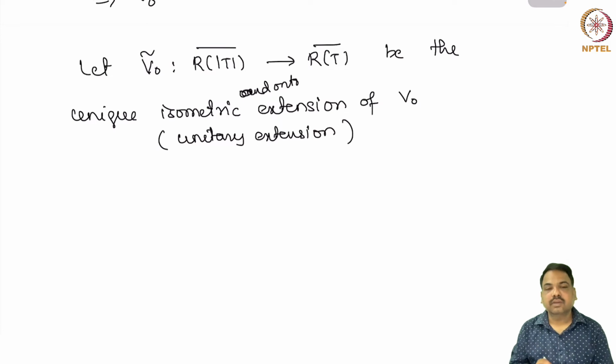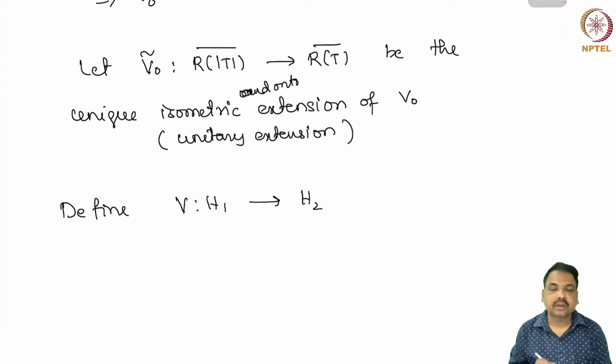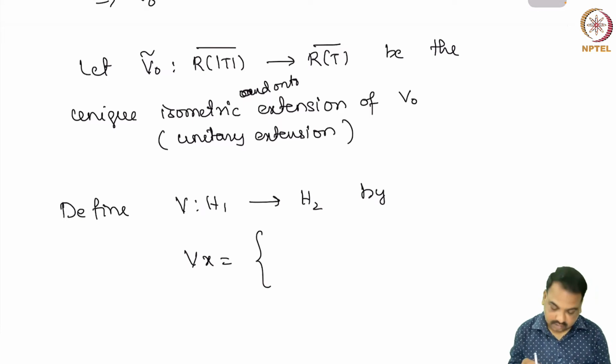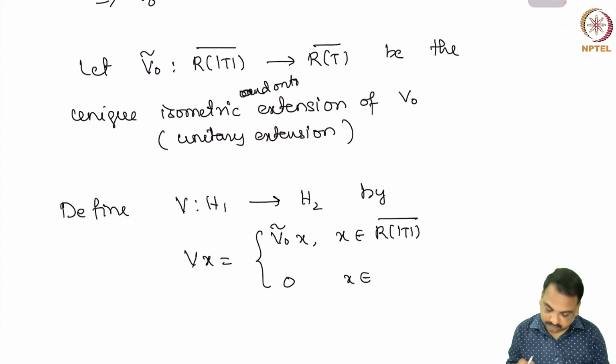Okay, but we want a map from H1 into H2. So define V from H1 into H2 by V of x as V naught tilde x whenever x is coming from range of mod T closure, and 0 when x is coming from its orthogonal complement. So that is null space of mod T.